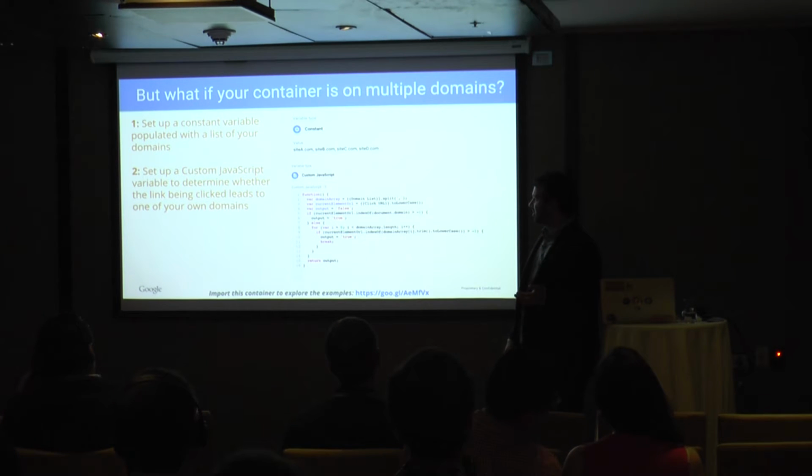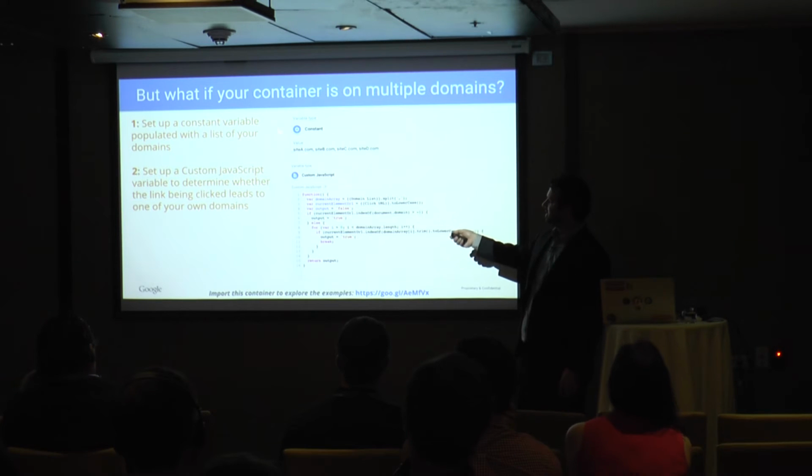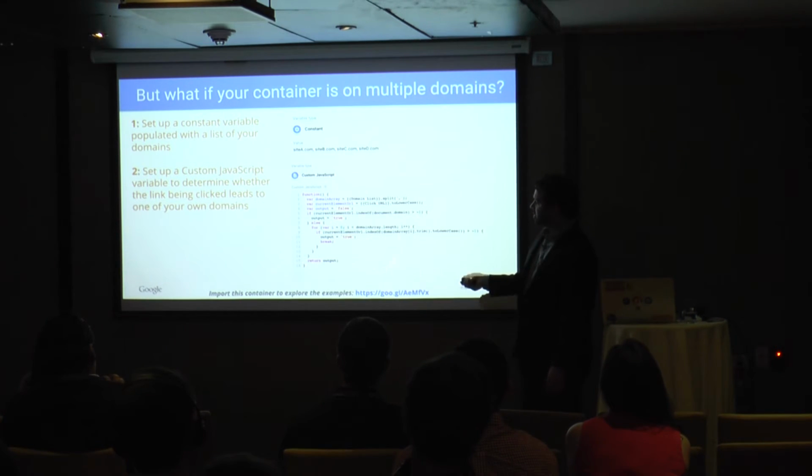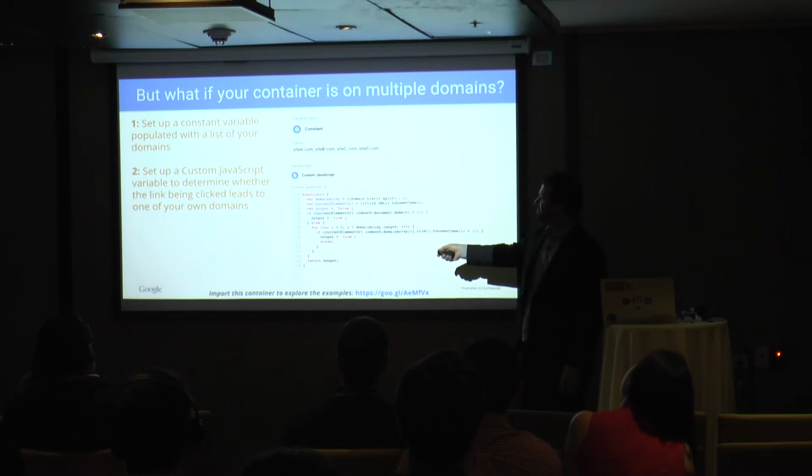Pretty simple, but what if you have multiple domains, right? That can be a little trickier. So again, don't worry about rigorously writing down all of this code, because it's included in this container. But you can set up a variable with a list of domains that looks like that. Site A.com, B.com, etc. And then here's a JavaScript variable, and I apologize if my JavaScript is poor. I'm not a JavaScript developer by trade, but this will work, I believe, to set up a custom JavaScript variable.